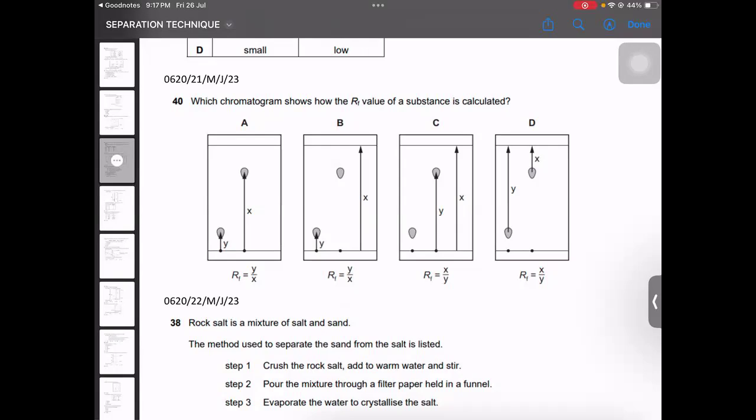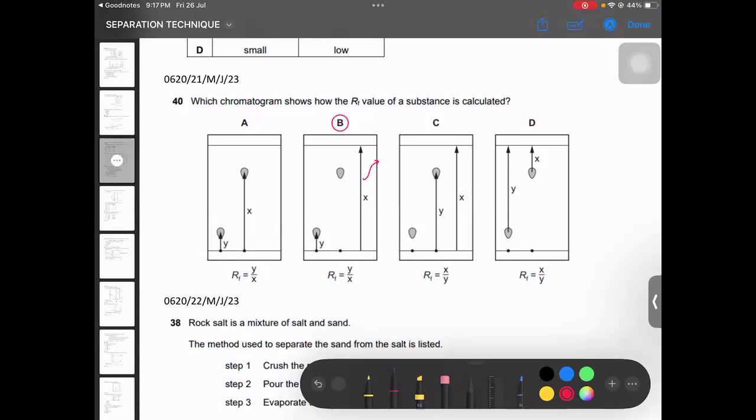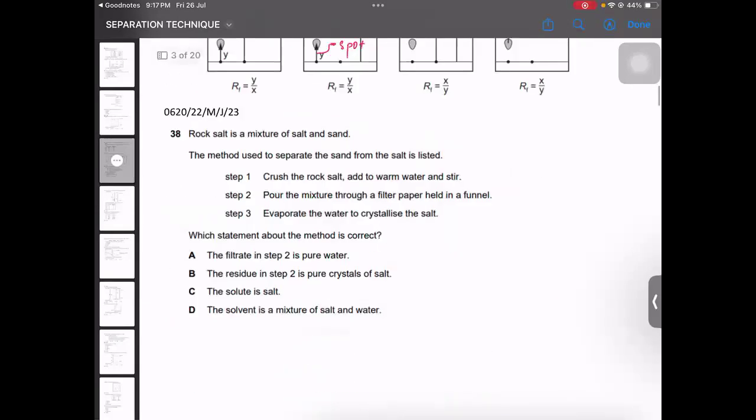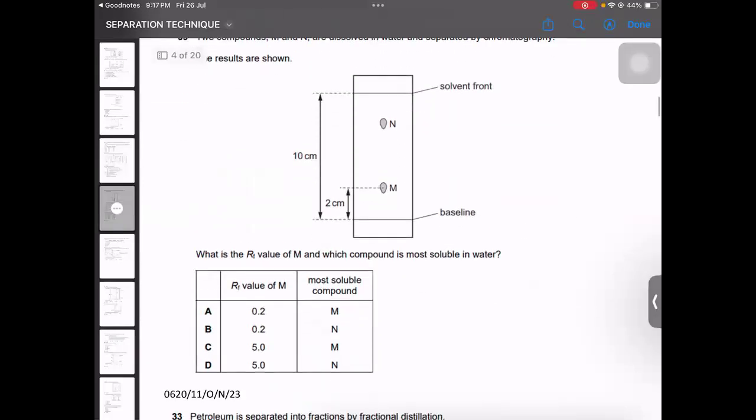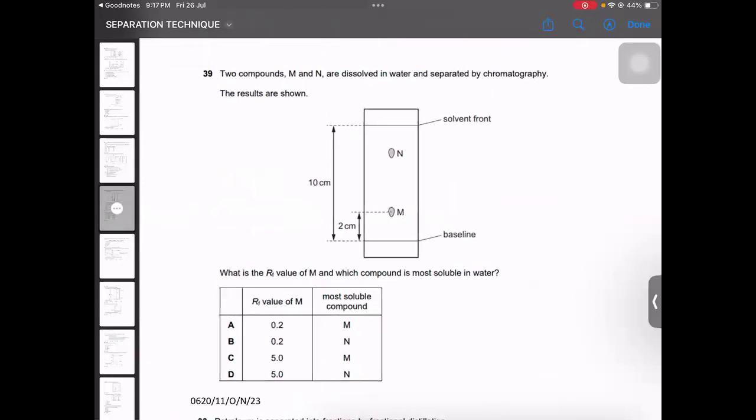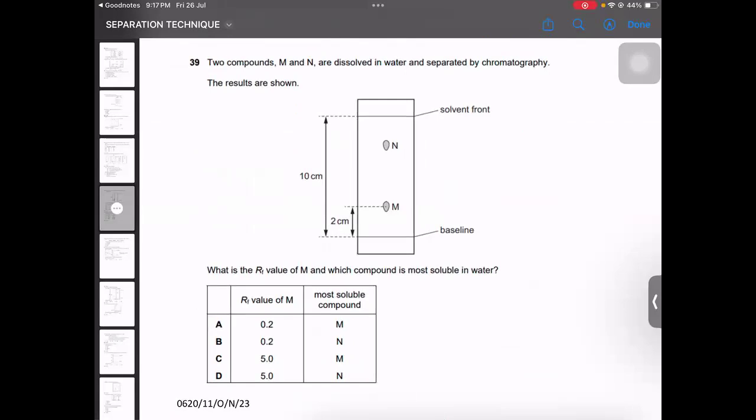B means this is correct. Why? Because X is the distance of the spot and Y is the distance of the solvent. So I told you spot upon solvent. That's why this is correct. Okay, good. See this question? This is quite a tricky question, and a very good, interesting question.